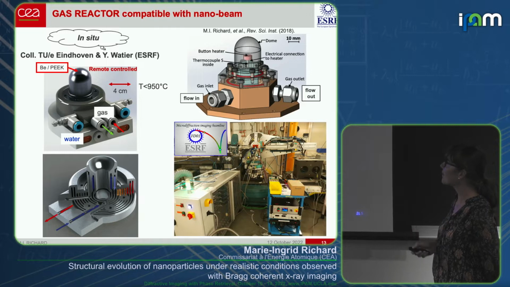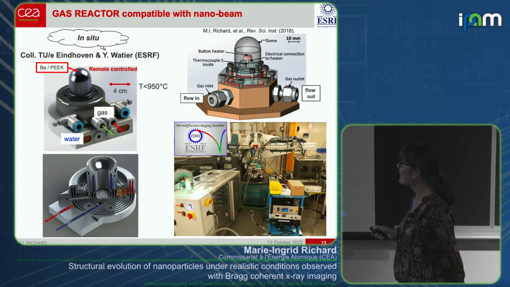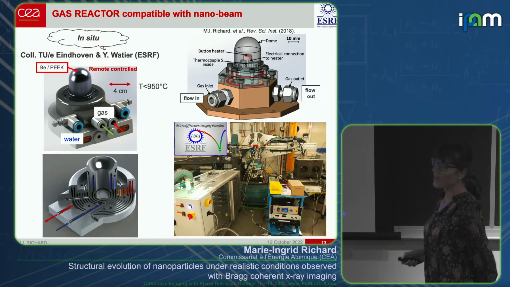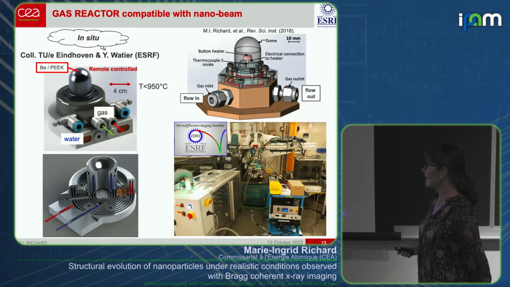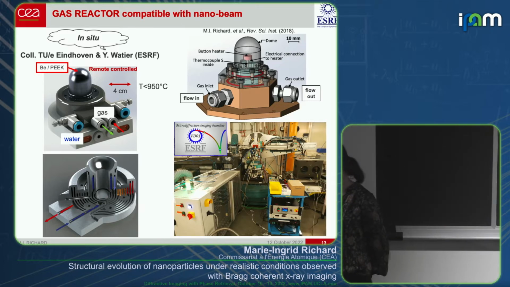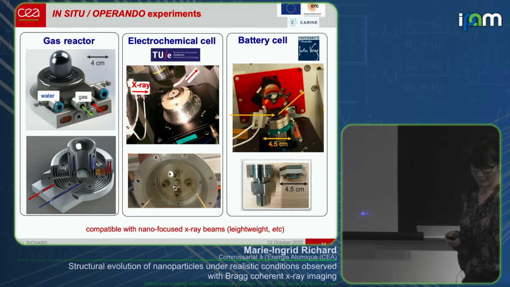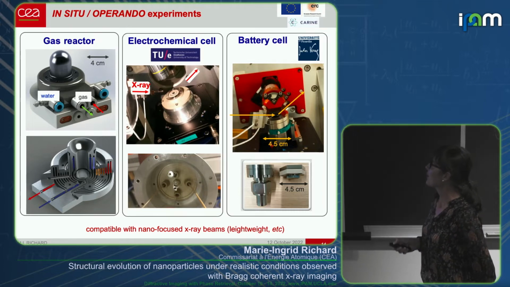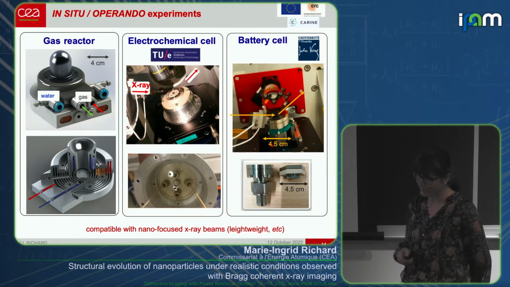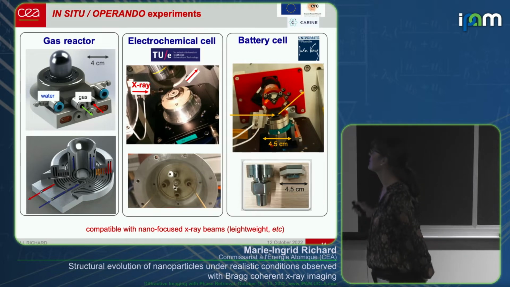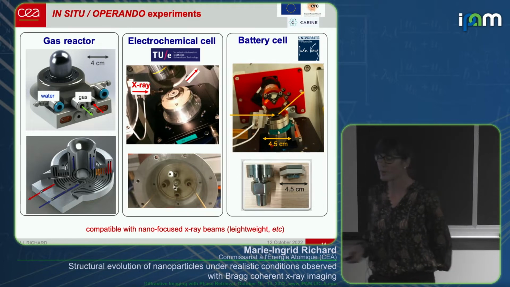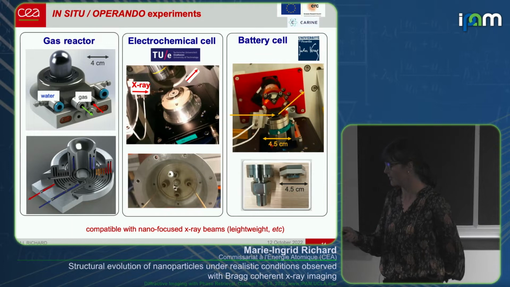We have developed a gas reactor that is compatible with nanobeam. It can go up to 950 degrees. We can flow gases. It should be very stable, so it's 3D printed and water cooled. We have a gas panel to flow the gases, and also a mass spectrometer. We are doing experiments in gas, and also electrochemistry. With our collaboration at TU Eindhoven, we have developed an electrochemical cell, and we are also doing experiments during battery cycling, so we also have a battery cell. All this equipment is compatible with nanofocus X-ray beams.